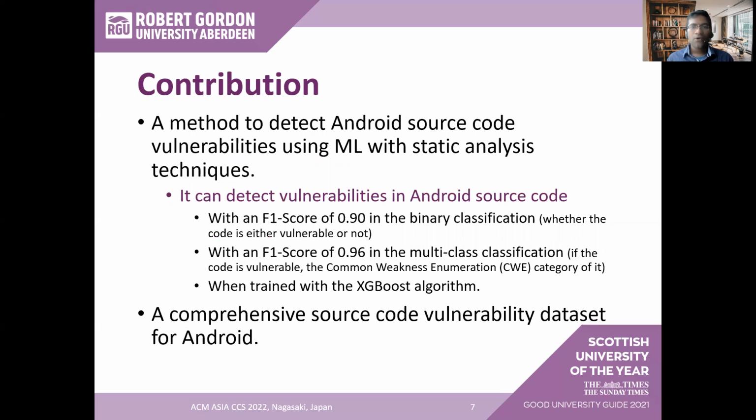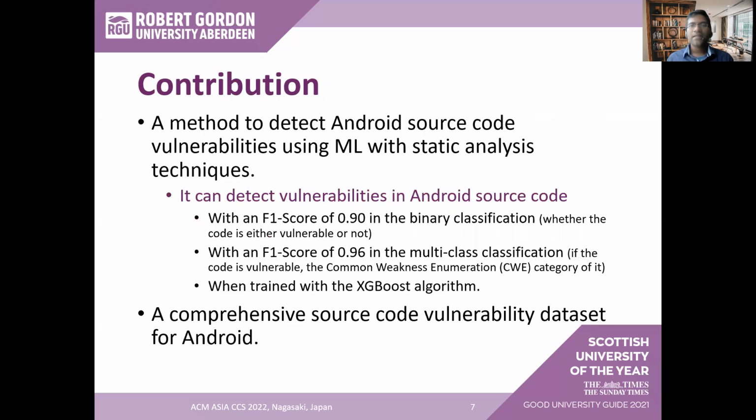And if the code is vulnerable, in the multi-class classification approach with a 0.96 F1 score, the model can predict the CWE category associated with the vulnerable code: the Common Weakness Enumeration categories, the IDs, the description, and everything. These figures can be obtained when we are using the XGBoost algorithm.